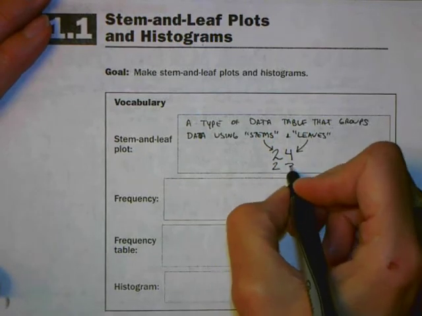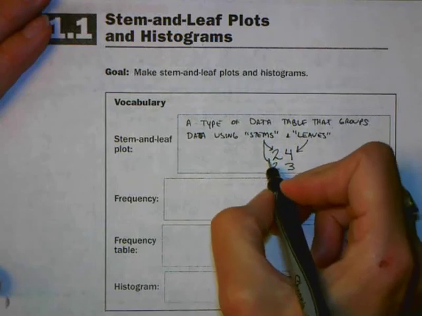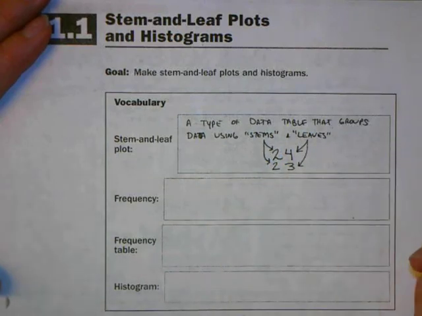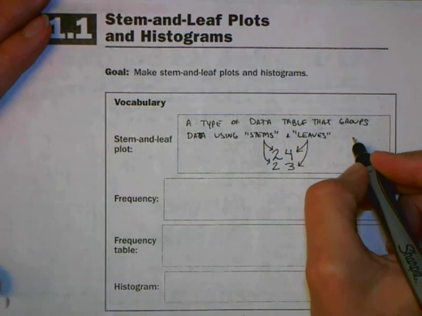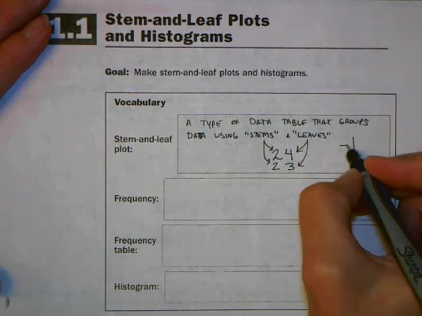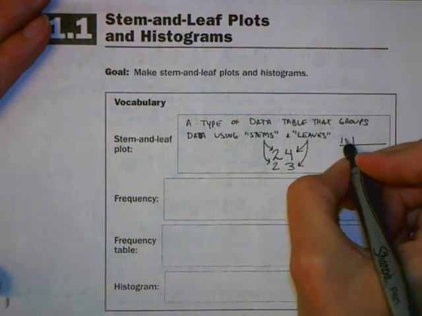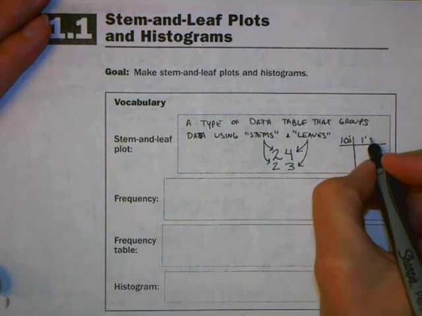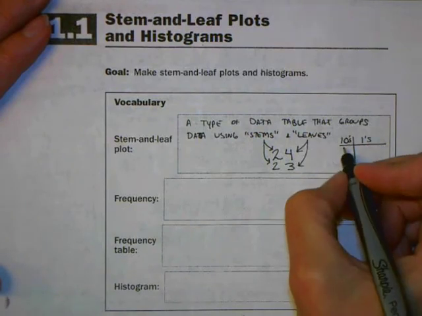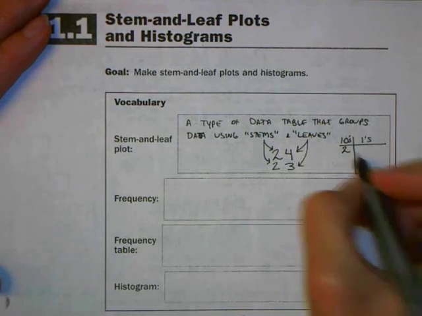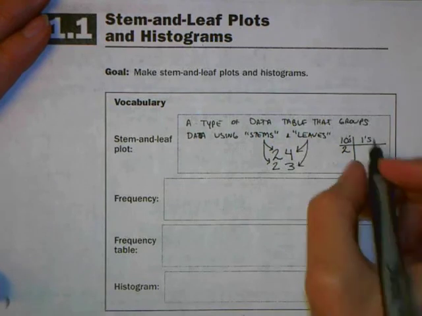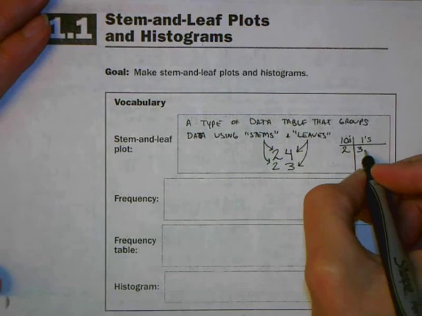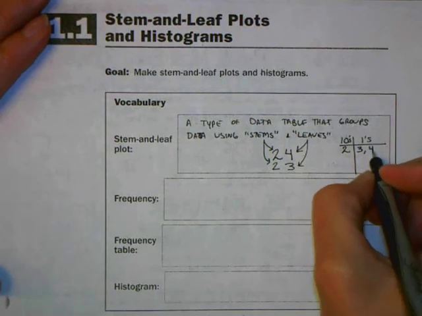So 23 would have the same stem, so it would go in the same row, but it has a different leaf. So if we were making a stem and leaf plot, in this case, we would have the stem, which represents the tens place, and the leaf, which represents the ones place. Both of these two numbers have a 2 as the stem. They have a 2 in the tens place. The smallest of the leaves is 3. The next smallest is 4.